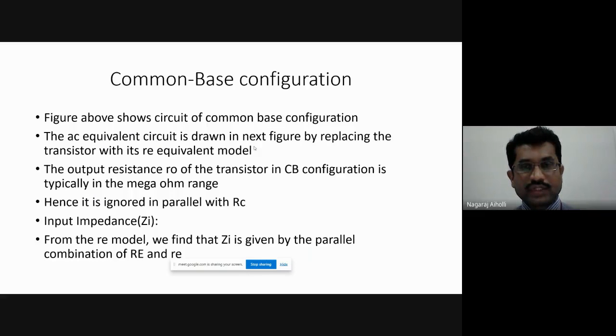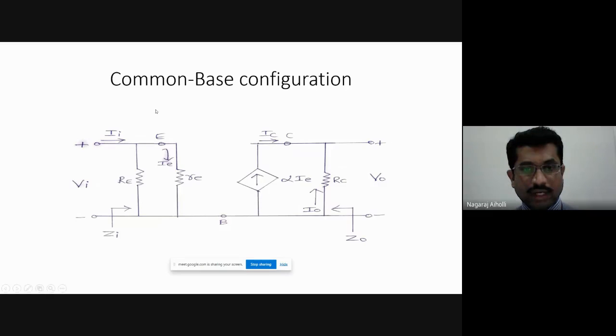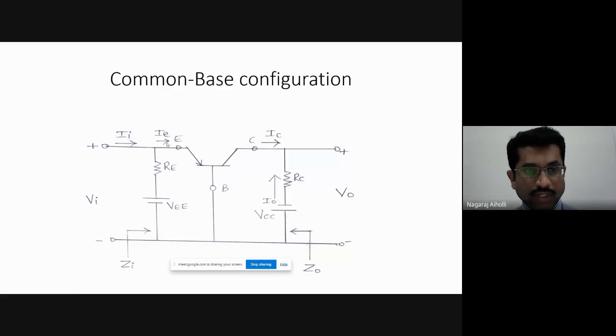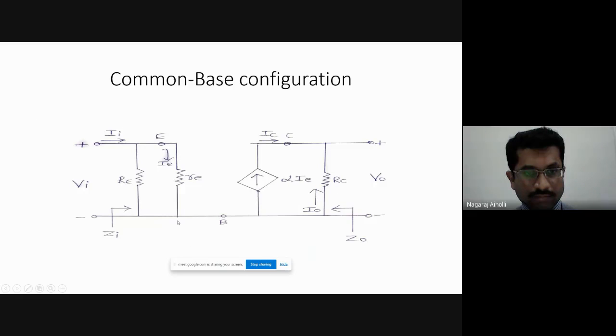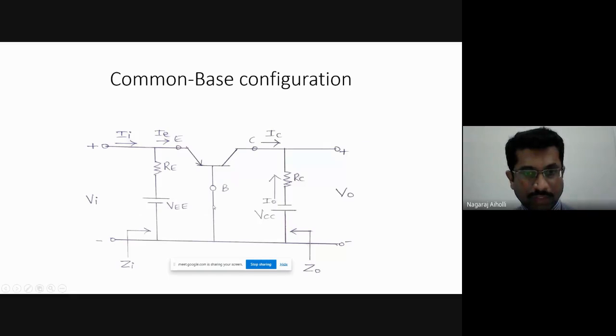Now for this common base configuration, the AC equivalent circuit is drawn. We know how to draw the AC equivalent circuit. This is our re model. How to draw the re model? We have to short the capacitors, and if there are any DC voltage sources, we have to ground them or make them zero. Then RE will be connected from emitter to ground, that is, emitter to base terminal, because it is a common base configuration.